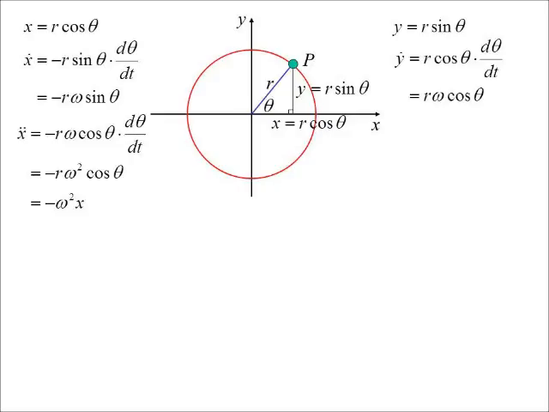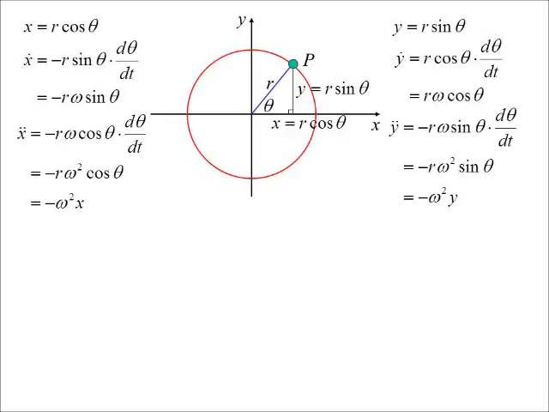But notice x is r cos theta. I get minus omega squared x. Now that seems awfully familiar. What is it? Simple harmonic motion. Circular motion is simple harmonic motion. Right? Look what happens with the y. Same deal. We get minus omega squared y.